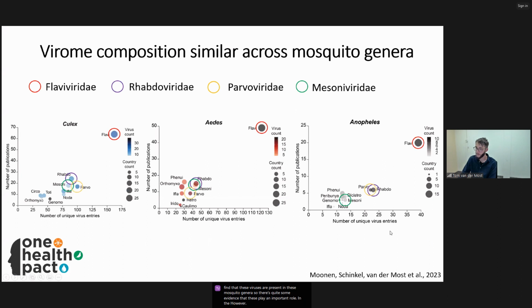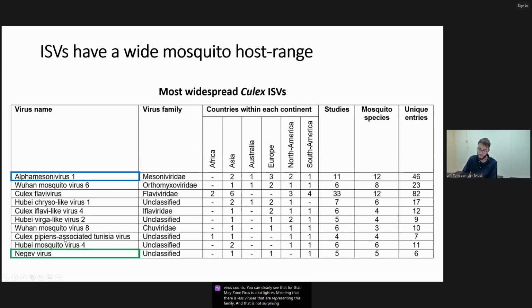However, I do want to point out one thing, and that is the coloring for virus counts. You can clearly see that mesonivirus is a lot lighter, meaning that there are fewer viruses representing this family. And that is unsurprising, because alpha mesonivirus 1 is by far the most abundant virus inside our database.